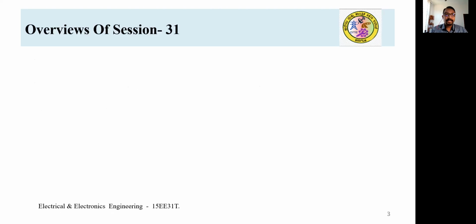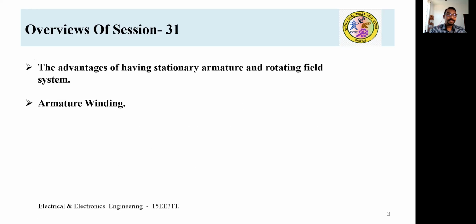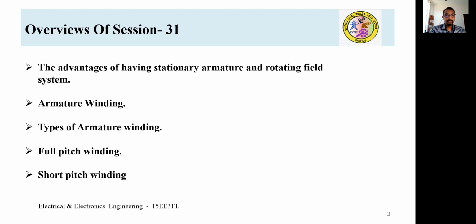So these are the things that we discussed in session number 30. In today's session, we are going to learn what is meant by armature winding, and before that, the advantages of having a stationary armature and rotating magnetic field. After that, we are going to learn the armature winding, the types of armature winding, and what is meant by full pitch winding and short pitch winding. These are the topics we are concentrating on in today's session. So let us begin. The first one, the advantages of having a stationary armature and rotating field system.